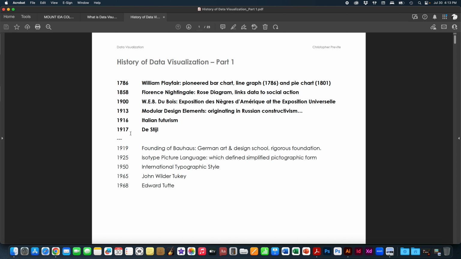And then moving on after these three styles, again in the same time period, a little later on, just at the beginning of the 1920s, or 1919, we have the founding of the Bauhaus, which you may have heard of, the German art and design school, which took the radical idea of combining arts and crafts into one place.